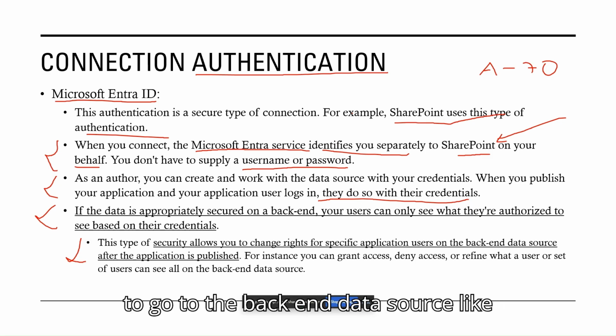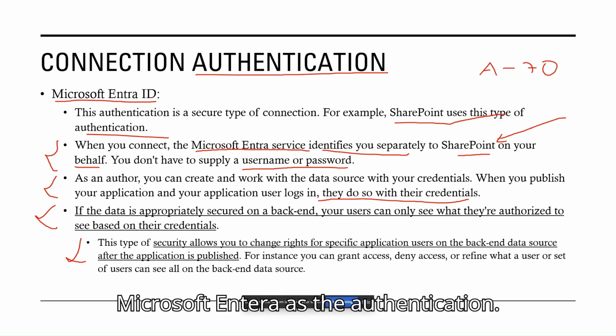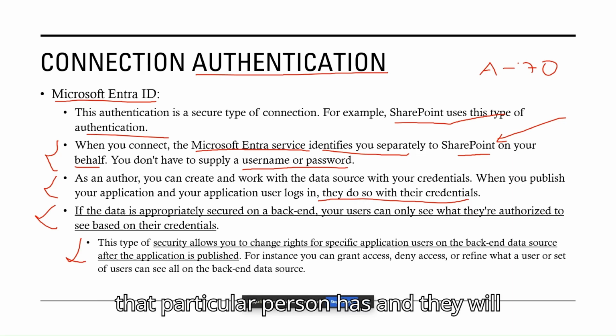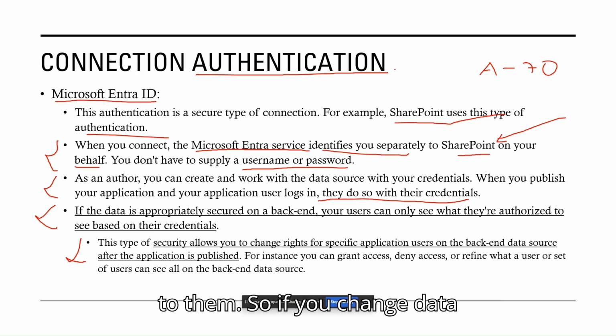All you have to do is go to the backend data source like SQL or SharePoint, whichever is using Microsoft Entra as the authentication. You can quickly modify the rights that particular person has, and they will be able to see the data that is assigned to them. So if you change the data available to person A from the top 50 to top 70, they'll be quickly able to see that in Microsoft Power Apps also. I mean, Power Apps will also be able to access the top 70 instead of top 50.